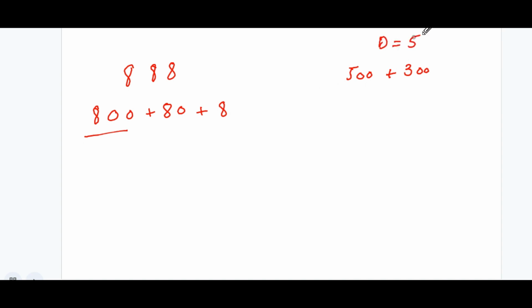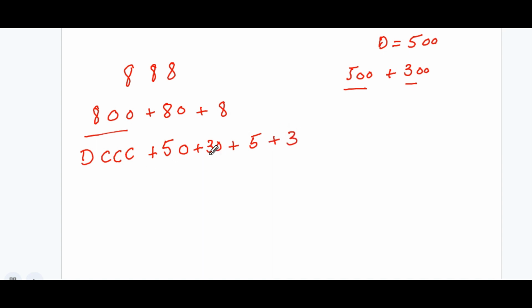Now look, for example, I have 888. I can break my number: 800 plus 80 plus 8. 800 means 500 plus 300, right? Because the last number we just did is equal to 500, that was D. So 500 is equal to D, and 300 means 3 times 100, that is 3 times C. 80 means 50 plus 30, right? And 8 means 5 plus 3.